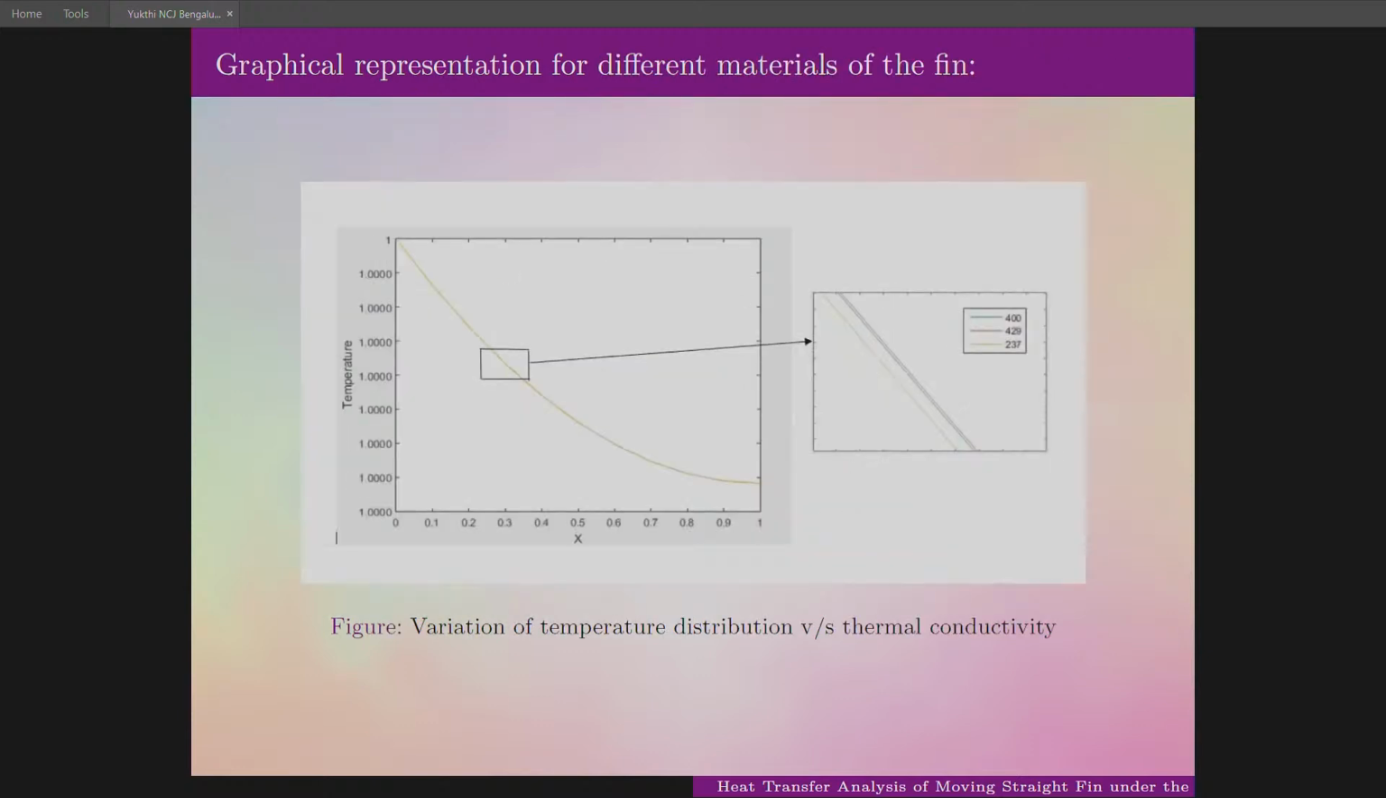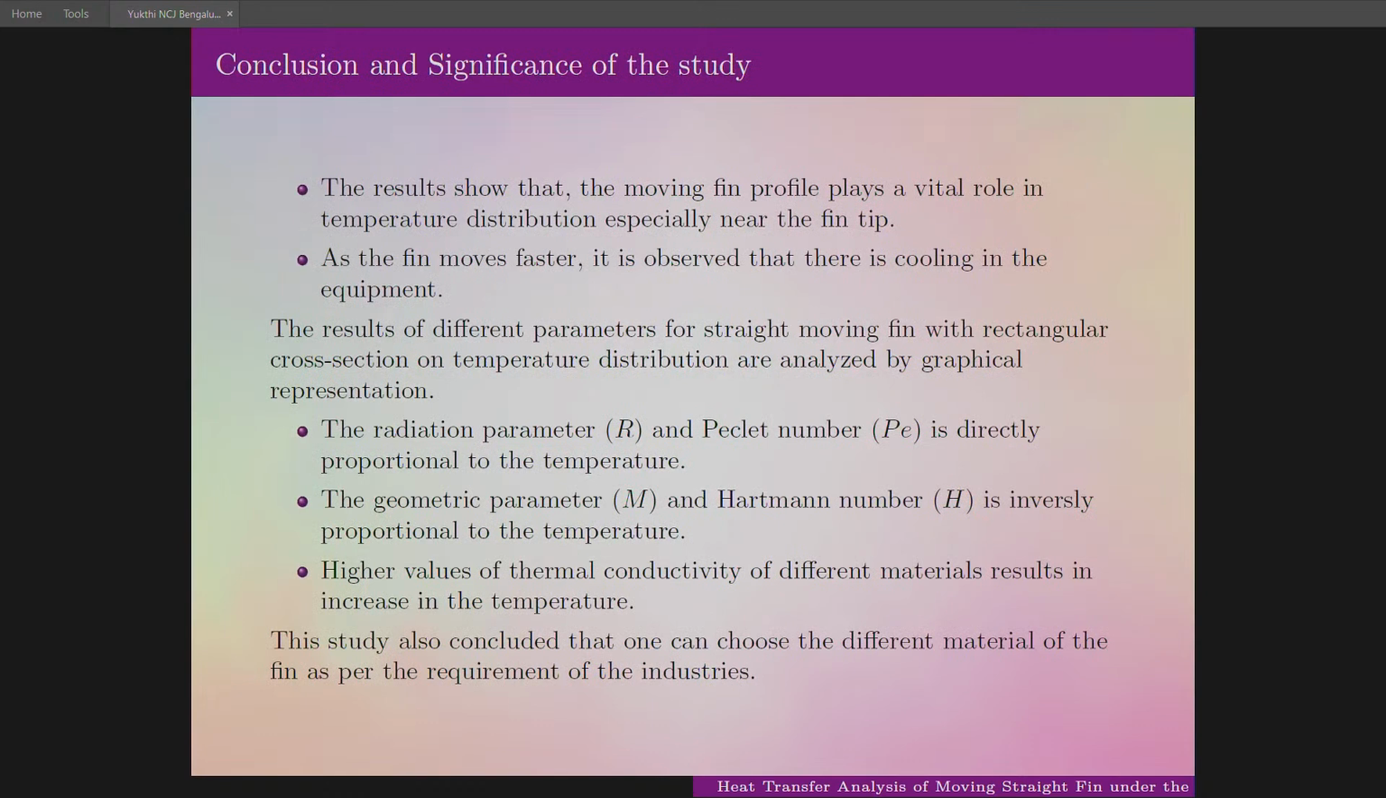Next, here we have considered 3 different materials of the fins: copper, silver, and aluminum. The graphical representation tells us that the fin material copper conducts more heat, because copper has more thermal conductivity. The results show that the moving fin profile plays a vital role in the temperature distribution, especially near the fin tip. As the fin moves faster, it is observed that there is cooling in the equipment.